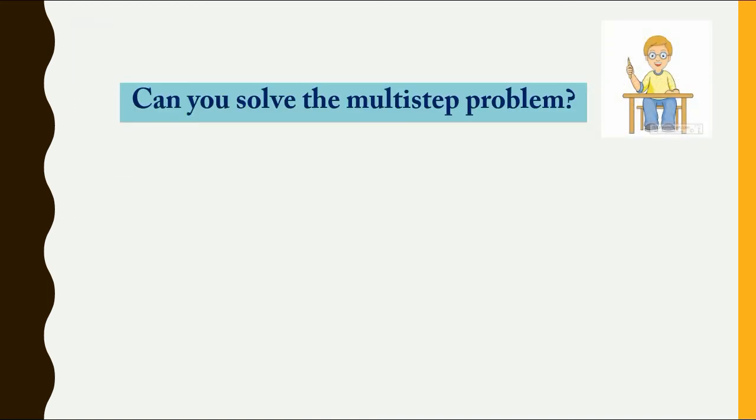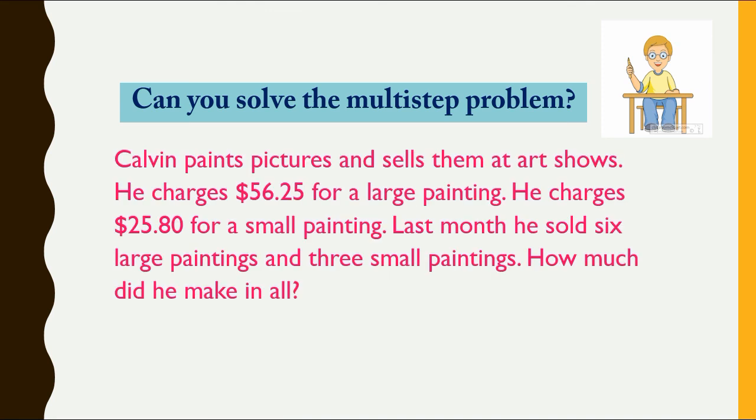Can you solve this multi-step problem? Here the question is, Calvin paints pictures and sells them at art shows. He charges $56.25 for a large painting. He charges $25.80 for a small painting. Last month he sold 6 large paintings and 3 small paintings. So how much did he make in all?